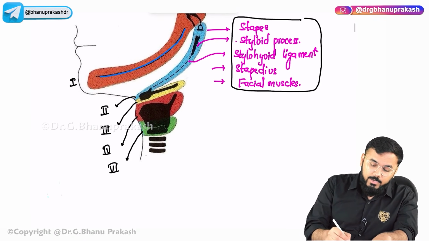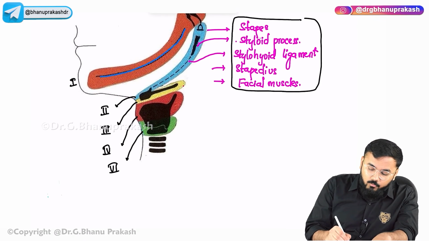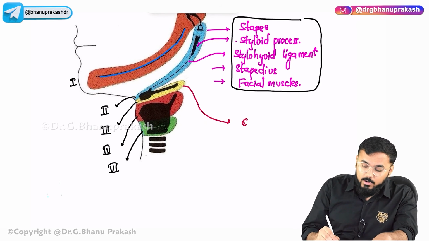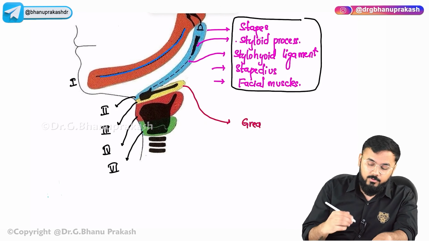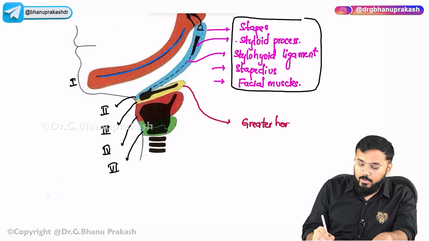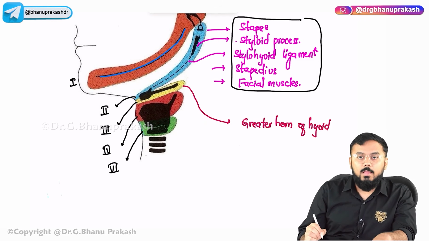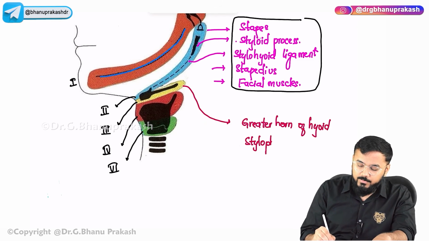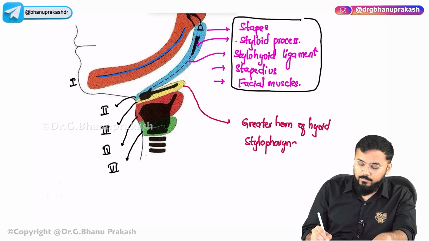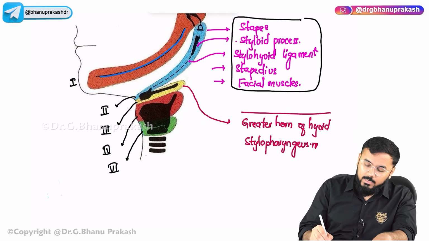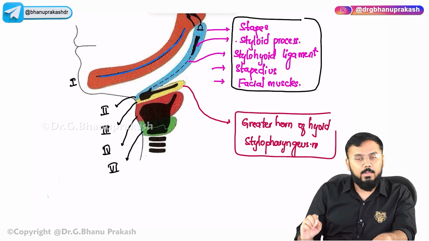Now coming to this particular part over here, what is a third arch derived into? Third arch is having what? A greater horn. The second arch is having lesser horn. So this will have greater horn of hyoid. What is this? Greater horn of hyoid bone. After greater horn of hyoid bone, remember only one thing, that is stylopharyngeus muscle. These are the structures that are derived from the third arch.